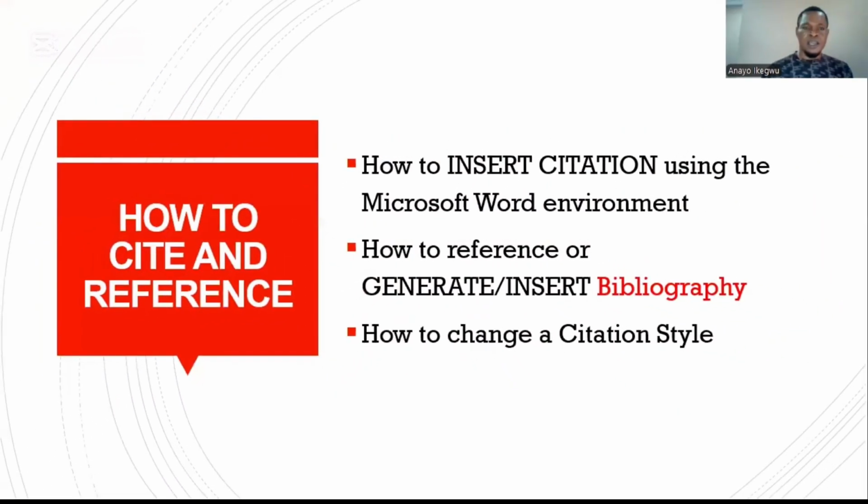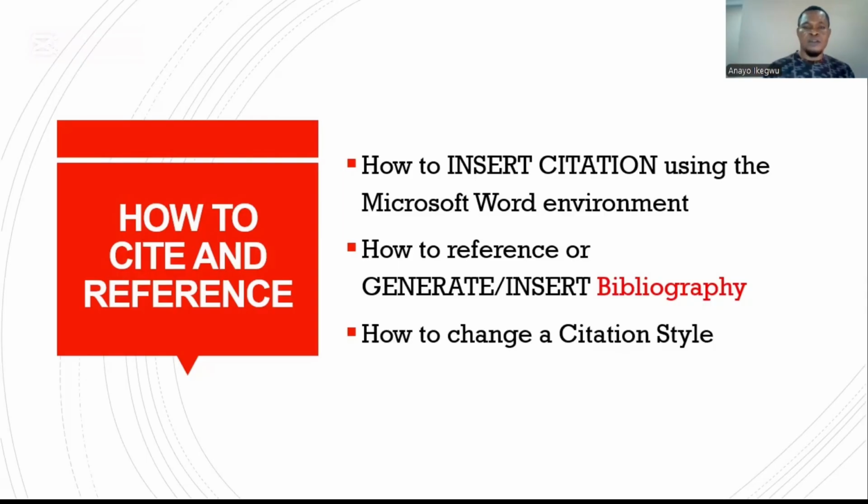Moving on is how to cite and reference. Under this, we'll look at how to cite using your Microsoft Word environment, how to generate or insert the bibliography, and finally how to change a citation style. These three features or subtopics, I will demonstrate so that you see how to cite. One, you've been able to add your article. You'll be able to cross-check that those article components are well intact. The next one is how to cite it in the document you are preparing.